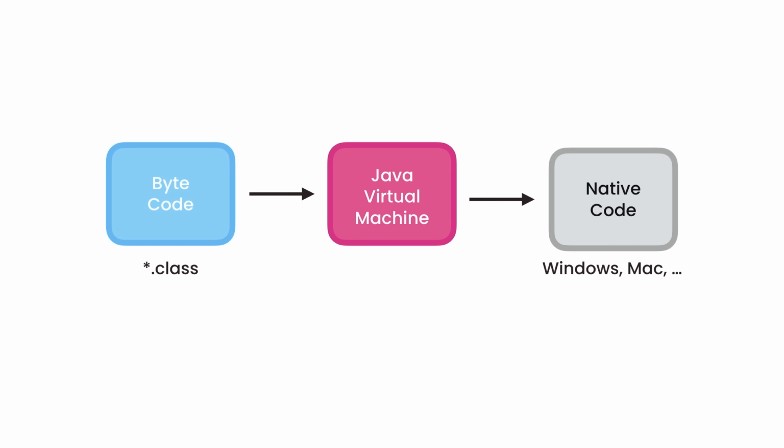We can write a Java program on a Windows machine and execute it on Linux, Mac, or any other operating systems that have a Java runtime environment. C# and Python also have the same architecture. That's why they're platform independent as well. Now let me show you how to invoke this Java Virtual Machine to run a Java program.